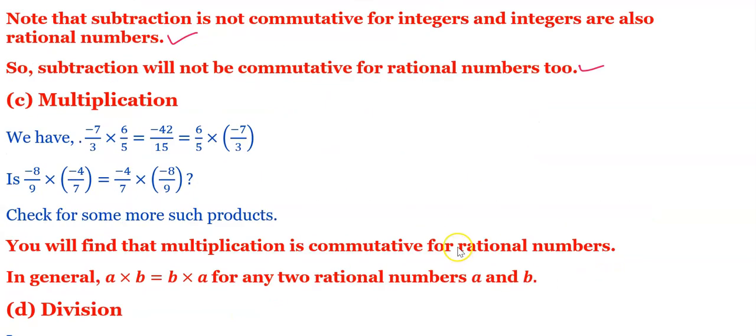Okay, the multiplication. It's clear that the multiplication of minus 7 by 3 into 6 by 5 equals minus 42 upon 15. The same multiplication will be here, that is 6 by 5 into minus 7 by 3. Their multiplication is also minus 42 upon 15, and here we will say that multiplication is commutative for the rational numbers. Therefore in general, A into B is equal to B into A for any two rational numbers.